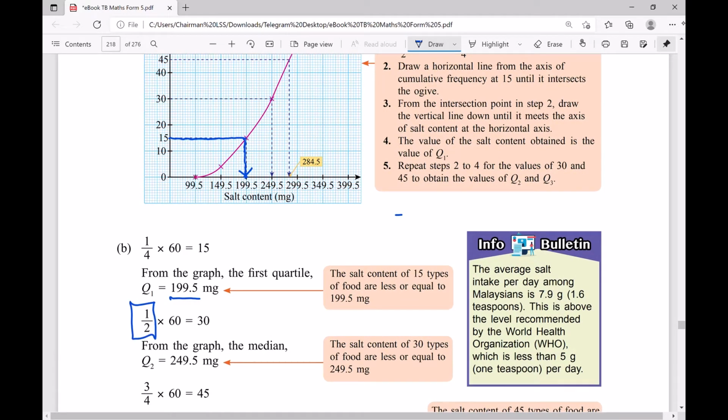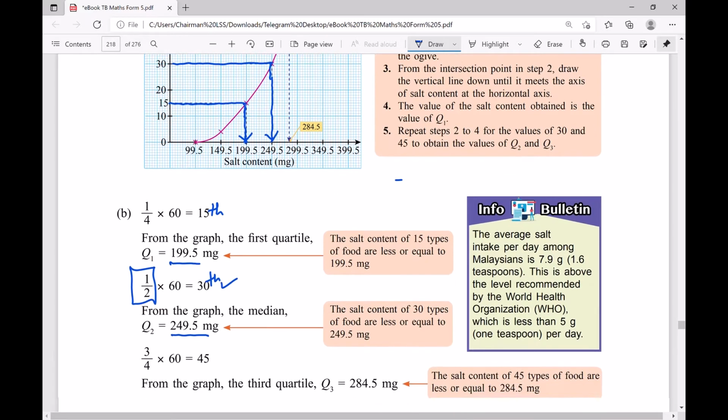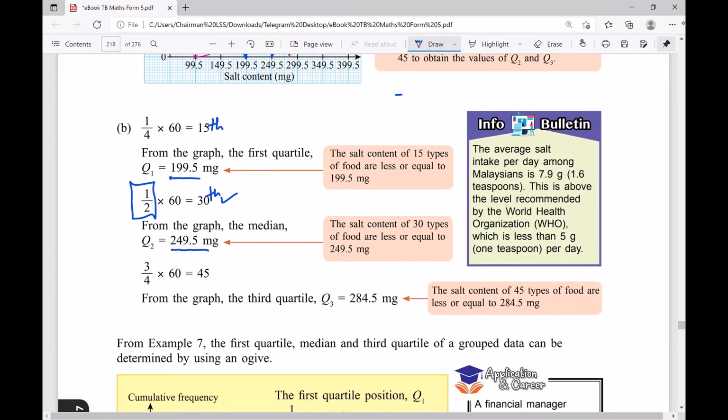Okay, so your second quartile is 1/2. You times with 60, you get 30. So this is the 30th data. Yeah, this is the 15th data. The 30th data will be here. And then you just find here the x-axis. So it is 249.5 mg.